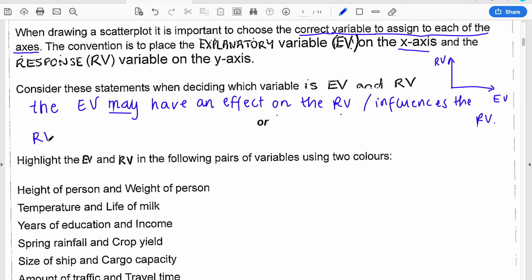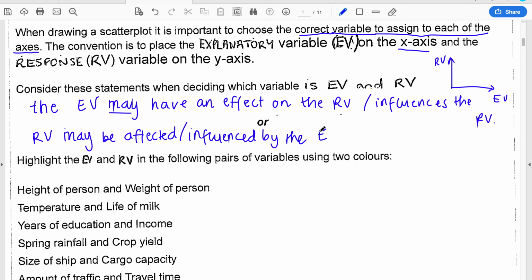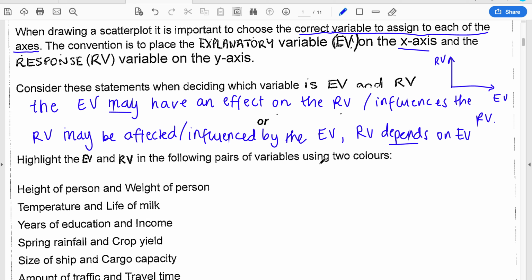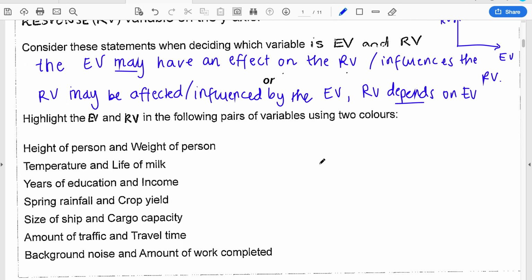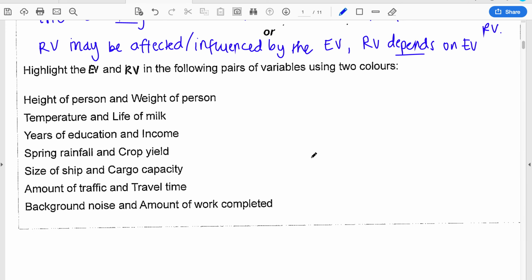Or the RV is, or maybe, change that, maybe affected, influenced by the EV. Another way to put it, because it used to be called the dependent, RV depends on the EV. So I'll use a couple of examples to highlight what I mean. So with this one here, we're asking, does the height depend on the weight, or the weight, does that depend on how tall you are?